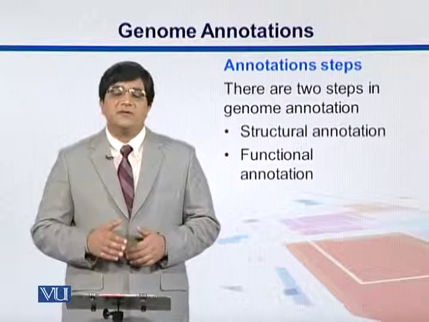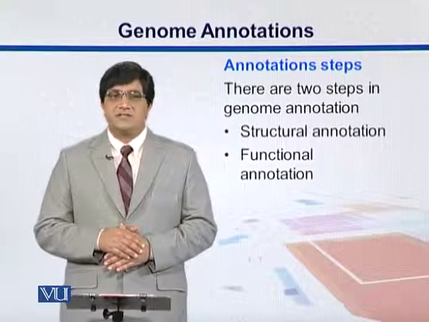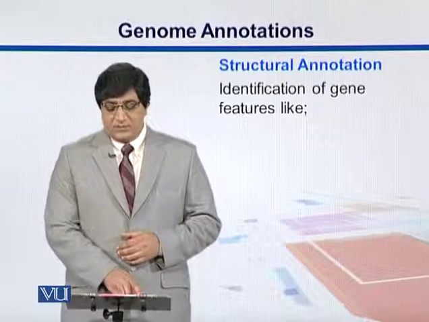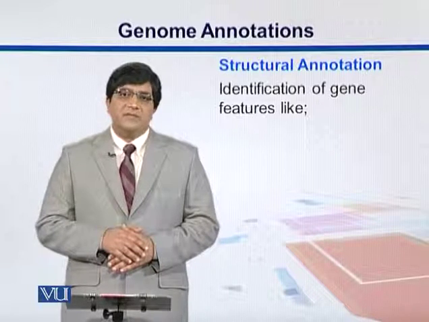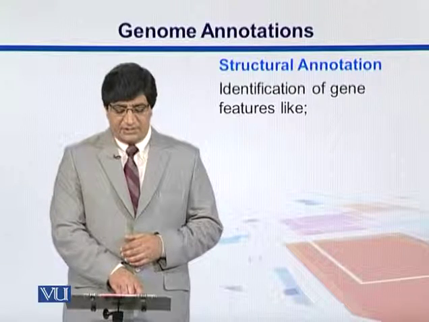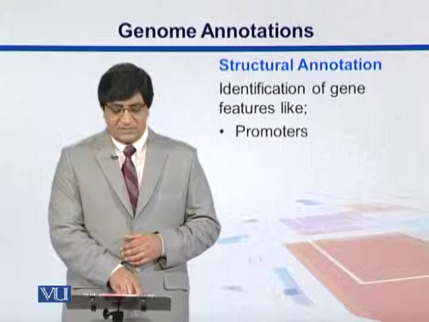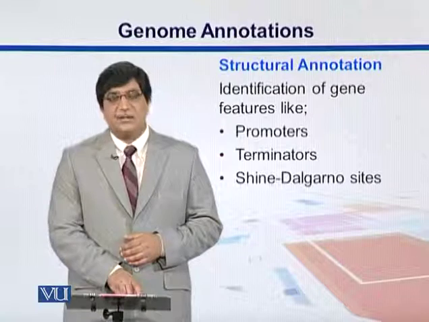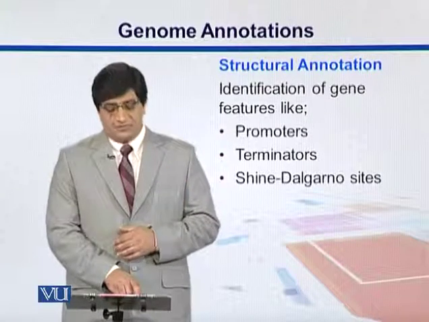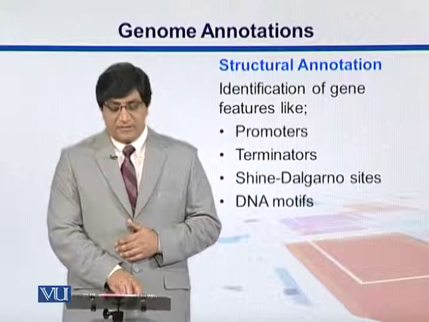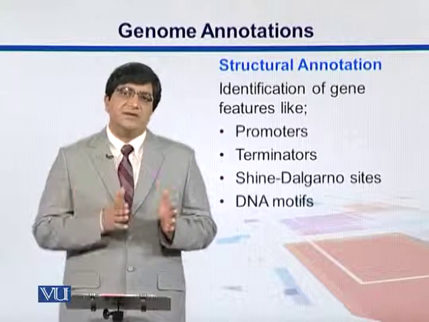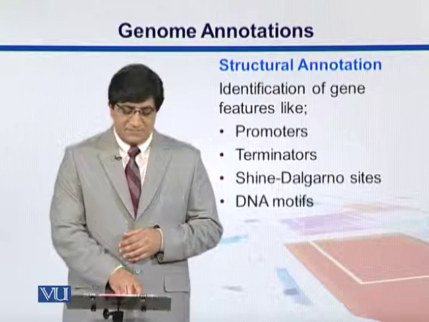And annotations are divided into two types. One is structural annotations and the other one is the functional annotations. So structural annotations are where we actually try to identify certain features which are related to the genes. For example, promoters, terminators, Shine-Dalgarno sites, which are the ribosomal binding sites during the protein synthesis. There are some specific patterns of the nucleotides within the genes. We call them as motifs.